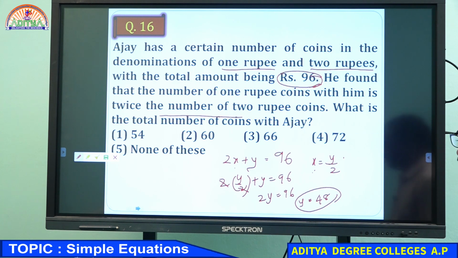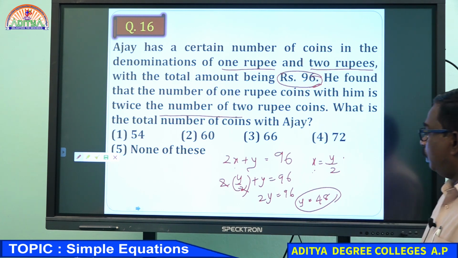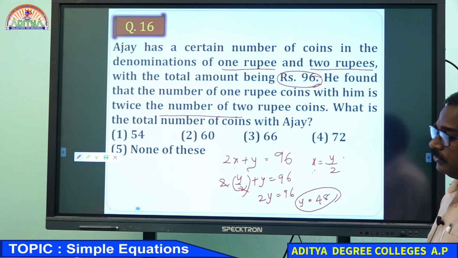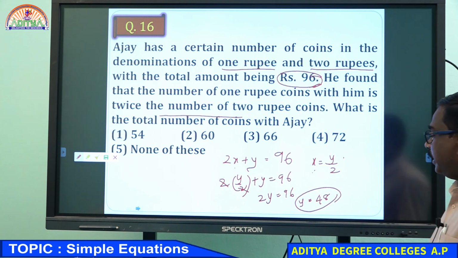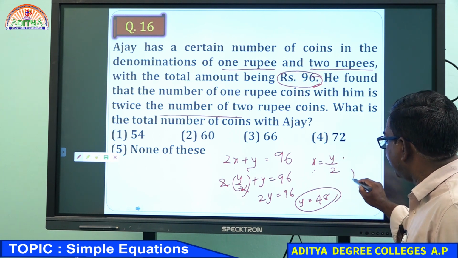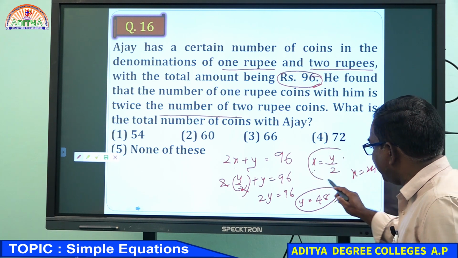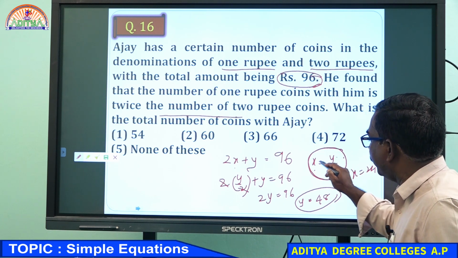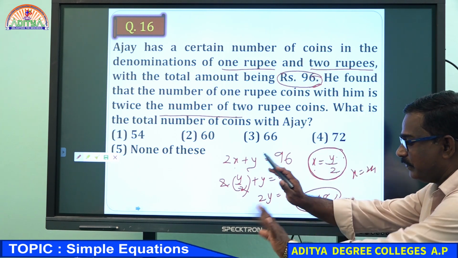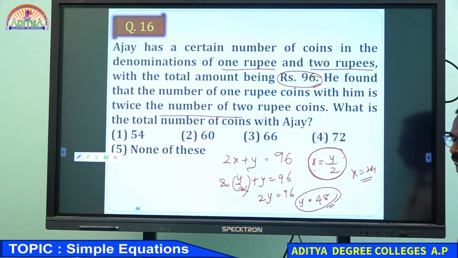Y equal to 48. Then what about x? Y is 48 means x is y by 2, so x is 24. Did you understand how I wrote this? 2 rupee coins means 2 rupees divided by 2 gives 1 rupee. Simple equation. So x is 24 and y equal to 48.